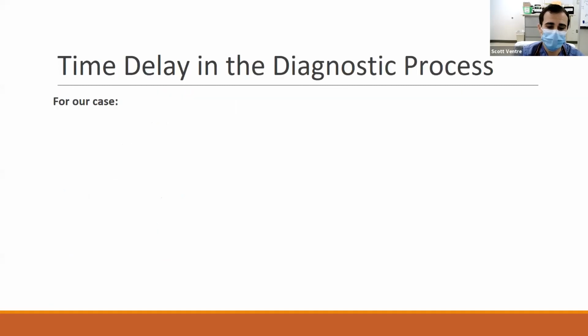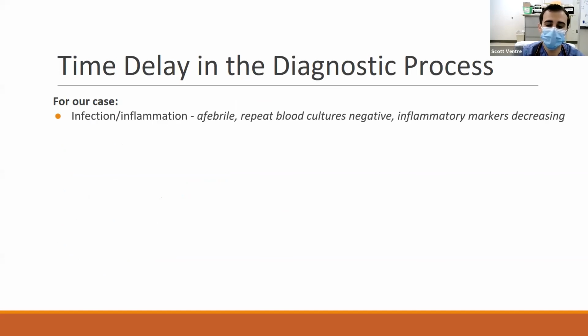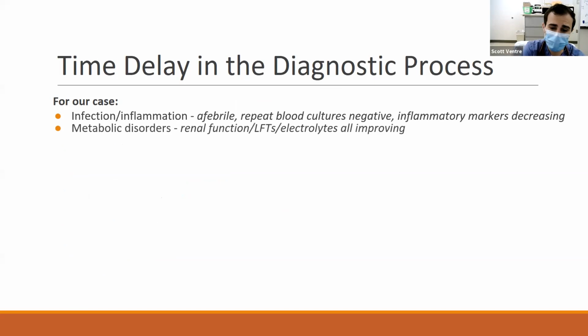So just to bring it back to our case for a moment, let's go through some of the workup that our patient underwent. For infection and inflammation, we note that when the patient was first noted to be encephalopathic after his cytokine storm was treated, he was no longer febrile, he had ultimately negative repeat cultures, and his inflammatory markers were downtrending, but were rather high initially, admittedly, so perhaps we thought that was the triggering event, which makes sense. Otherwise, however, his renal function, hepatic function, and electrolytes were all normalizing.